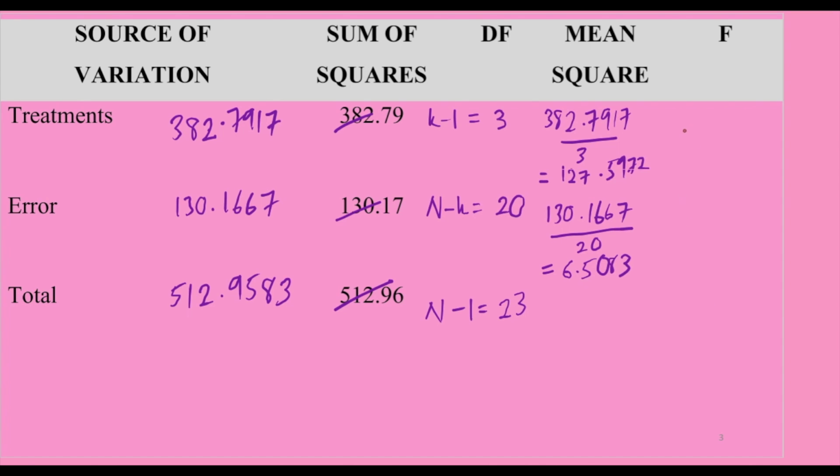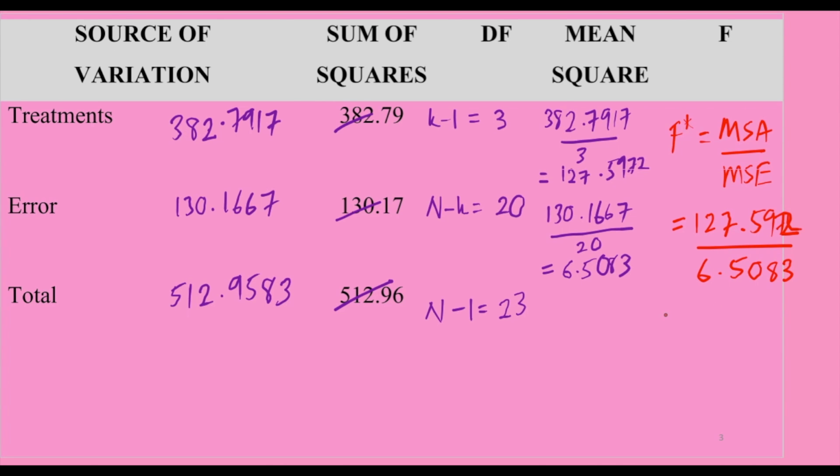So the value of F star would simply be this value divided by this value, MSA over MSE, which is 127.5972 divided by 6.5083. And we get 19.6052. Okay, then what's the next step?